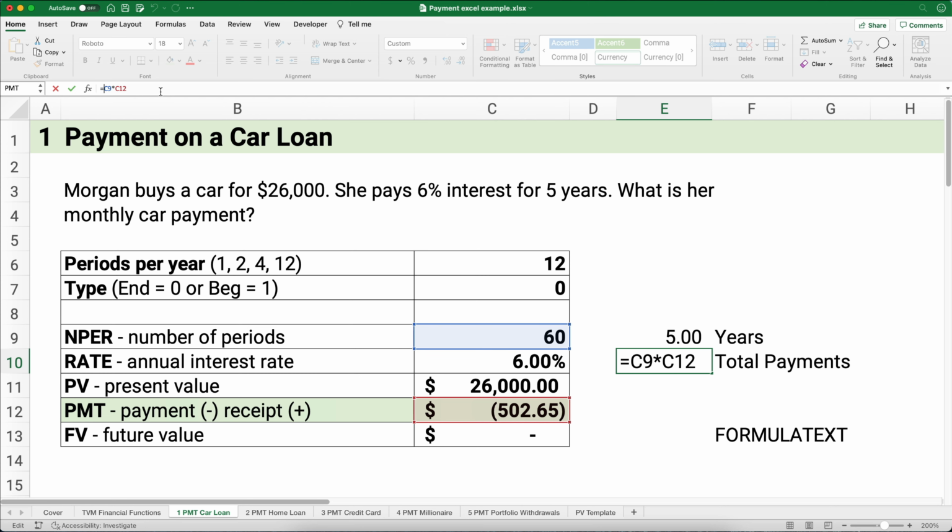We're happy to leave it negative, but if you want to manage it, we can put a negative in front of it. And the total payments then are $30,159. You need to know this. If you paid cash for the car today, you'd pay $26,000.